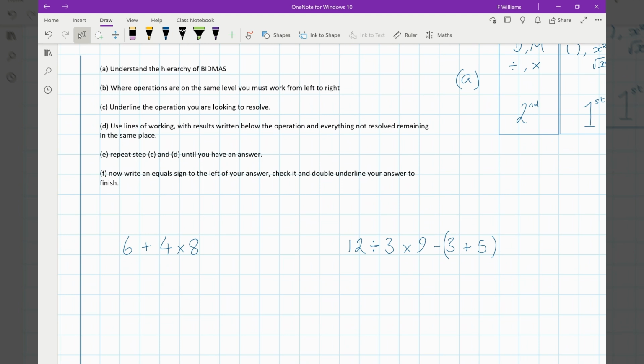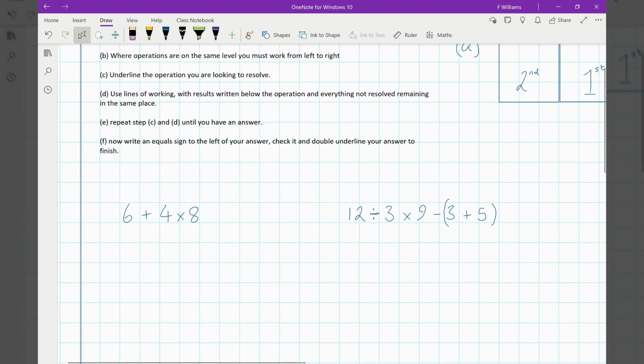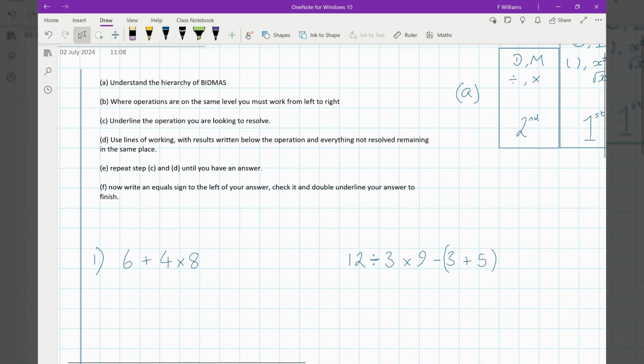C, underline the operation you're looking to resolve first. Okay, so let's have a look at this first one here. Question 1, we'll call this 6 plus 4 times 8. So if I follow the hierarchy, I must do multiplication before addition. So I'm going to underline 4 times 8. This here is the first thing I must resolve, 4 multiplied by 8. Then the next thing it says is to use lines of working with results written below the operation and everything not resolved remaining in the same place.